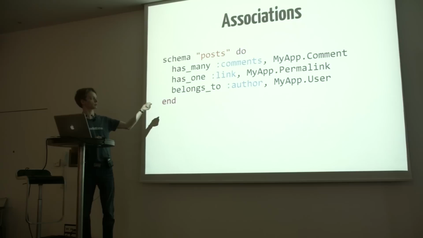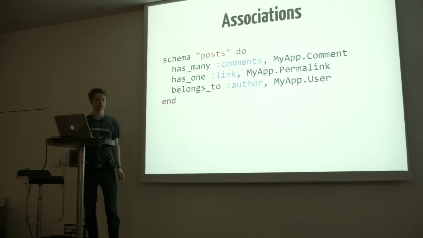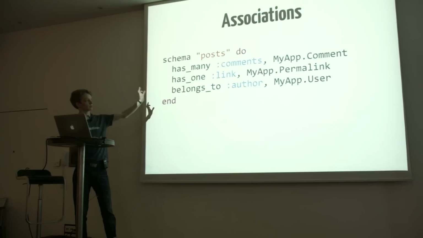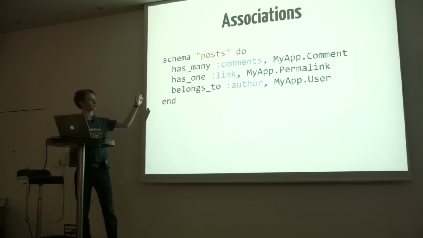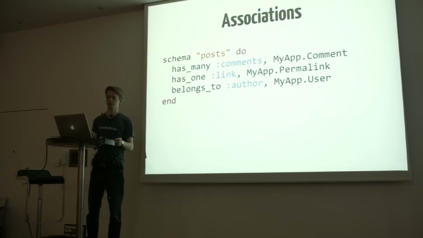We also have has many through associations. And that means, for example, assume that each comment has a user as well. So we could define an association called comment authors, which we say is going through comments and authors. So you can directly access all the authors of the comments to the post. We also plan to support many-to-many associations, but that's not implemented yet.